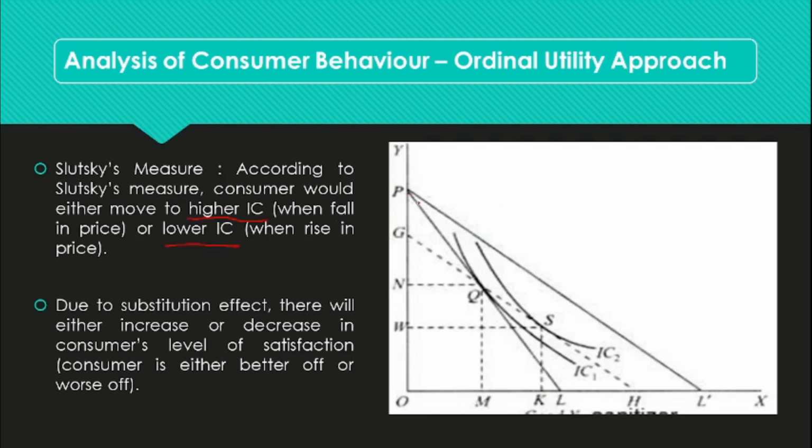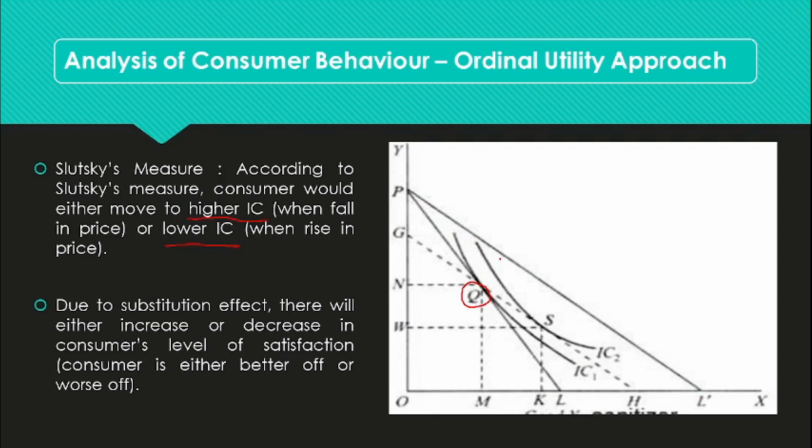So let us assume that the original income or the budget line is represented by this line PL here. This one, P and L, and the original equilibrium in this case was Q. So OM quantity of product X and ON quantity of product Y was the combination, on the indifference curve IC1. But there was a decrease in the price of one of the commodities. So what happens? It increases the purchasing power in the hand of the consumer, and that's why the new budget line shifts to PL dash.